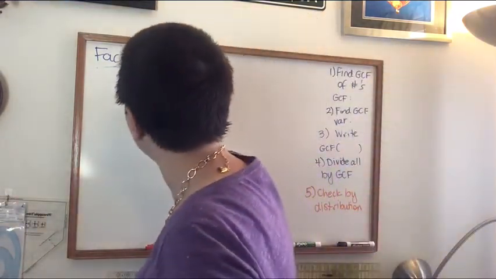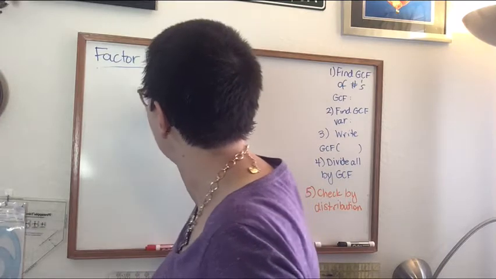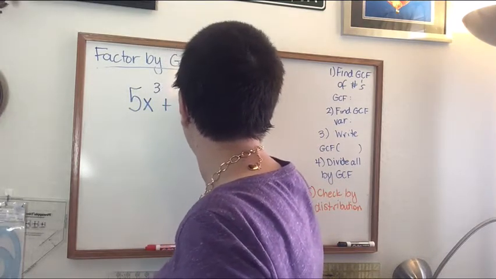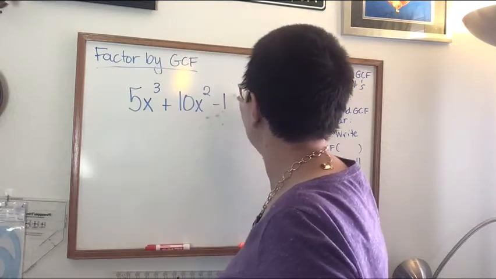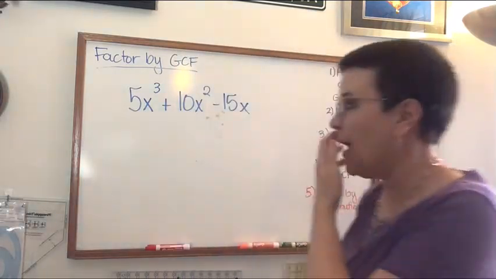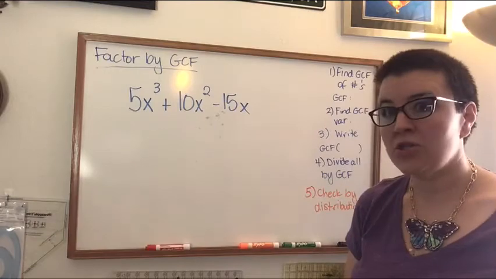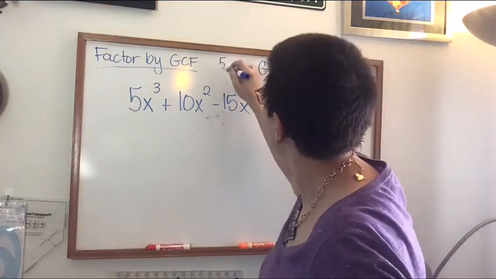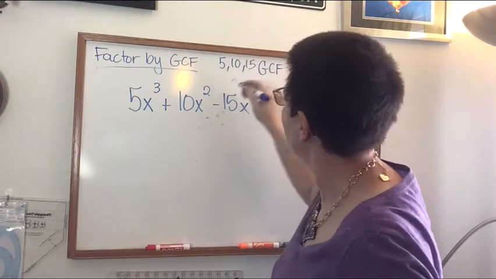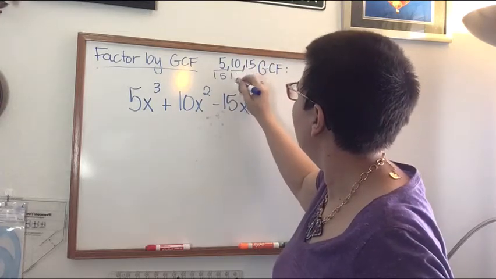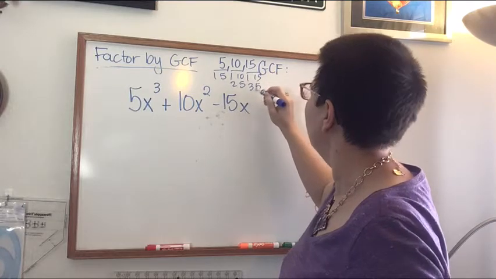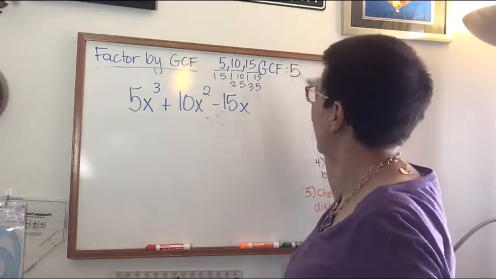All right, let's factor by GCF. Let's do something like 5x to the third plus 10x squared minus 15x. Okay, so you can have more than one term. So now when we find the GCF of the numbers, it's going to be the GCF of 5, 10, and 15. Factors of 5 are 1 and 5, 10 are 1 and 10, 2 and 5, 15 are 1 and 15, 3 and 5. So our GCF is 5.